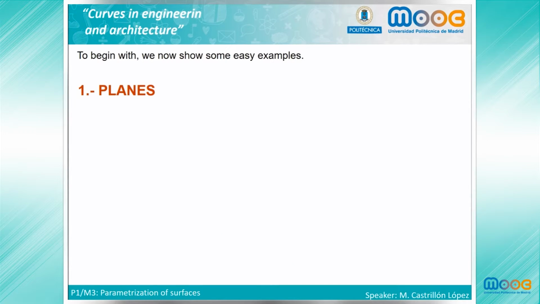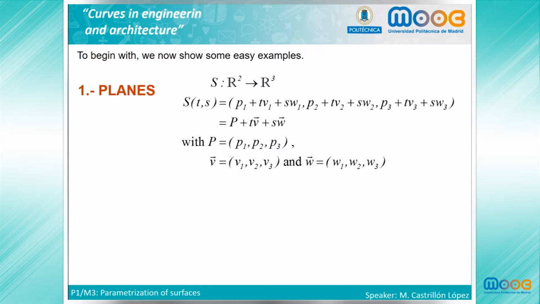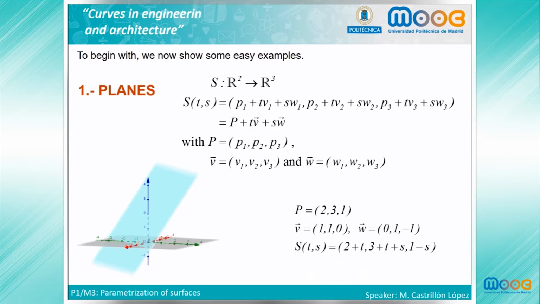We begin now to show some easy examples of parametrized surfaces. For instance, the plane, a flat surface containing all the lines that connect any points of it. Its parametrized expression is now on the screen. It is in terms of two vectors, v and w, and a point called P. Here we have an example with a particular point P and two particular vectors.